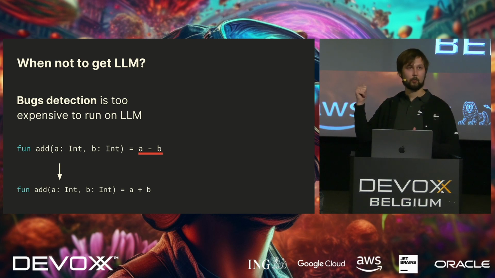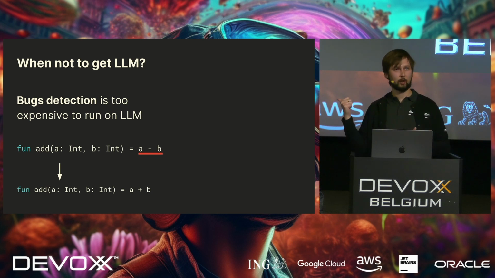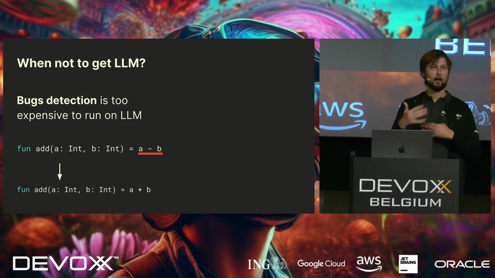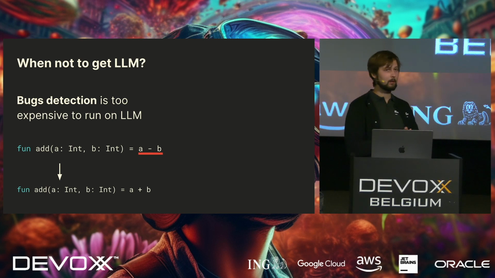This is the situation where you need to detect something in the background. For example, you have code and you need to perform bug detection. The same thing happens with Grammarly. For example, they have to verify your writing, your text, each moment. In that case, running a large language model in the background is extremely expensive.